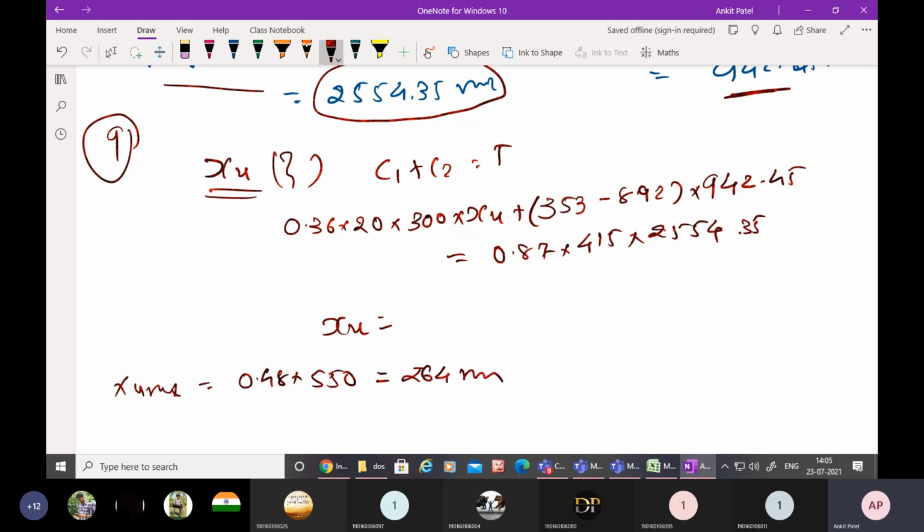And now determine this value. For that I'm going to use 0.87 into 415 into 2554.35, minus bracket, minus 8.12.